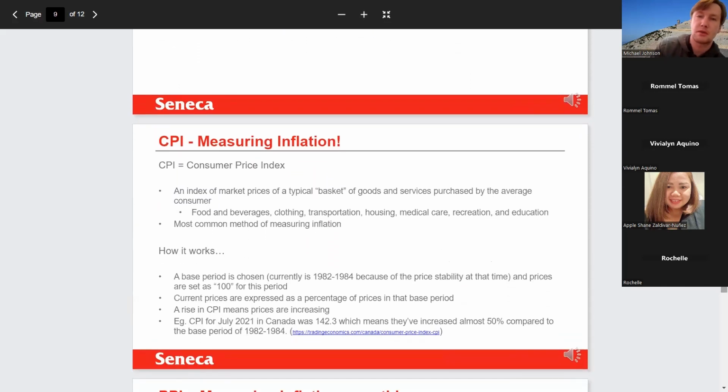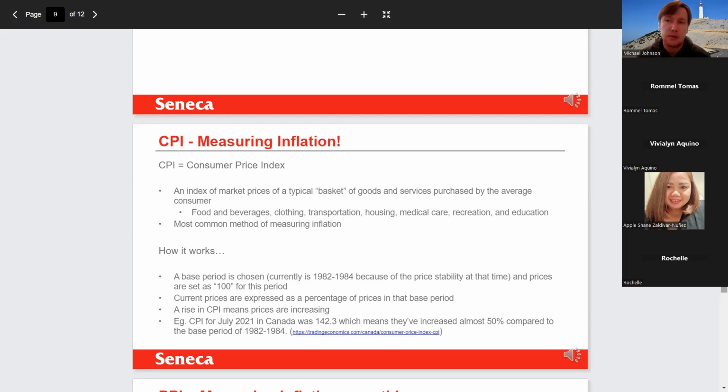CPI, measuring inflation. CPI, Consumer Price Index, is an index of the market price of a typical basket of goods and services purchased by the average consumer: food and beverages, clothing, transportation, housing, medical care, recreation, and education. It's the most common method of measuring inflation. How it works: a base period is chosen and prices are set as 100 for this period. Current prices are expressed as a percentage of prices in that base period. A rise in CPI means that prices are increasing. For example, CPI for July 2021 in Canada was 142.3, which means prices have increased almost 50% compared to the base period of 1982 to 1984. CPI is used to show how much prices increase. This is how they calculate inflation.